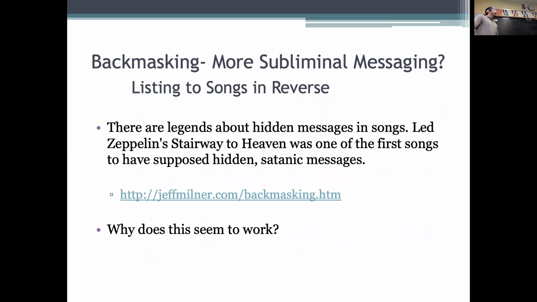So guys, all right, backmasking. I'm sure you guys maybe heard of this before. With backmasking, there are these hidden motives or hidden lyrics inside of songs. And one famous one, Led Zeppelin, "Stairway to Heaven." If you play it backwards, it's actually a satanic message from the devil himself.